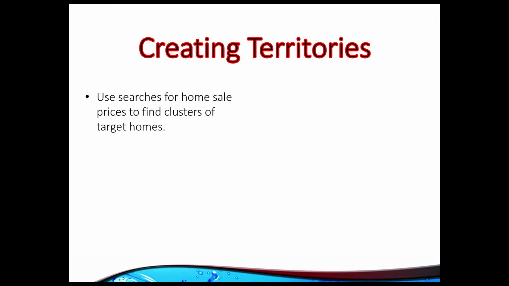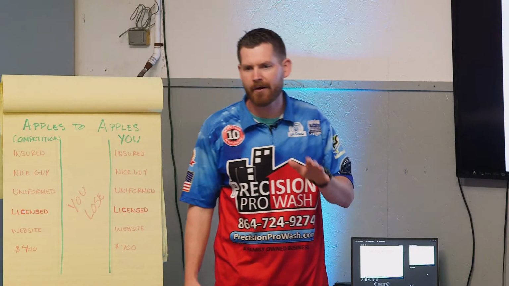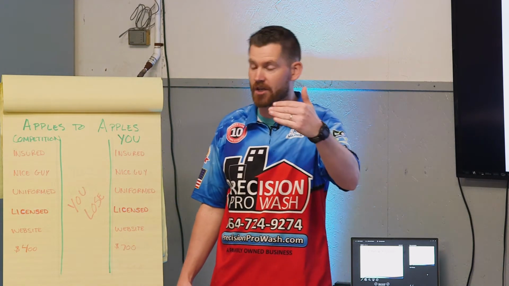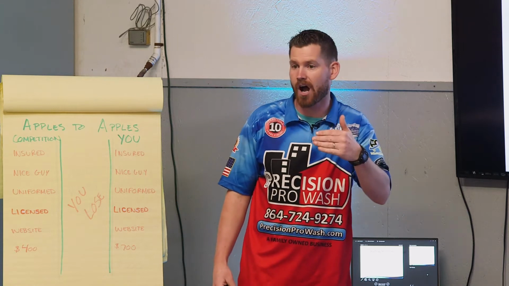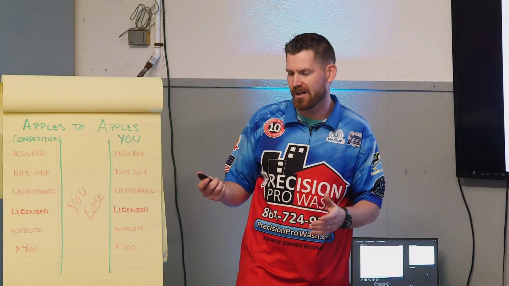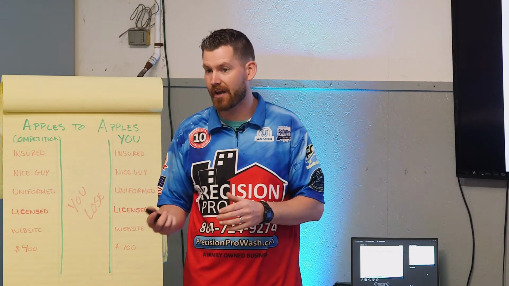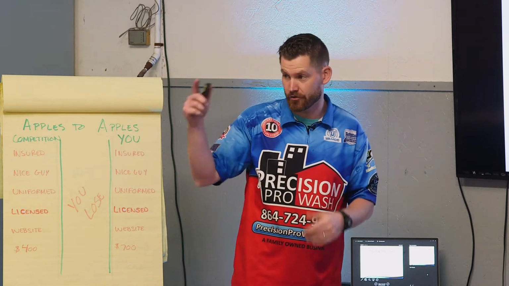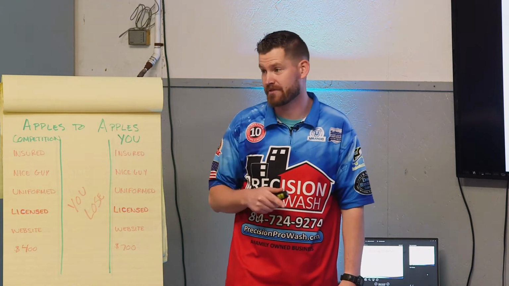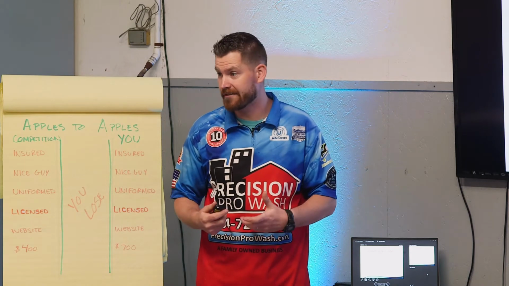So literally, use searches for home sale prices to find clusters of target homes. You want, in each territory, about 4,000 to 5,000 homes with average income over $80,000 and home values around $450,000 to $500,000 or more. Some of you guys are in some crazy, awesome territories. I don't quite have that here in Greenville, but we're right about there.